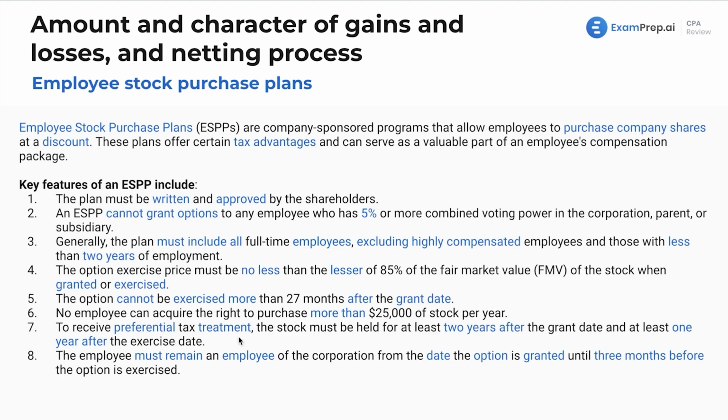No employee can acquire the right to purchase more than $25,000 of stock per year. To receive preferential tax treatment, the stock must be held for at least 2 years after the grant date and at least 1 year after the exercise date. And then lastly, the employee must remain an employee of the corporation from the date the option is granted until 3 months before the option is exercised.